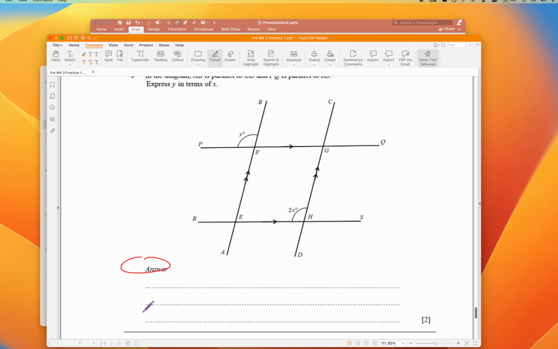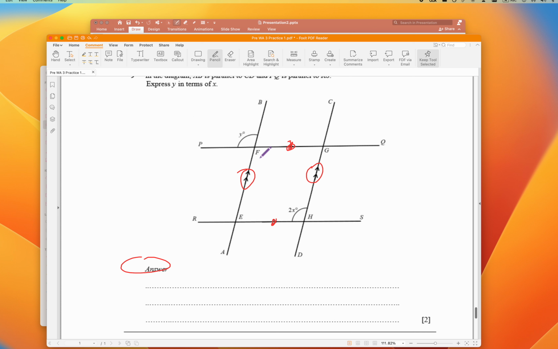Okay, explain how y can be equal to 2x. I also don't know. Because it's parallel. Which one is parallel? Those two and that one. Can you use the letters to tell me? BA is parallel to CD. Okay, good. This one I understand. And then PQ is parallel to RS. Yep. And 2x is in the same corner as y.